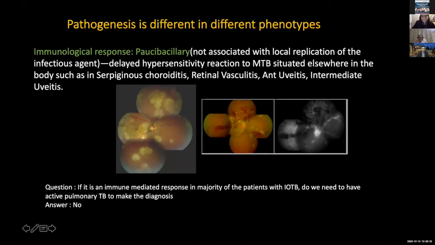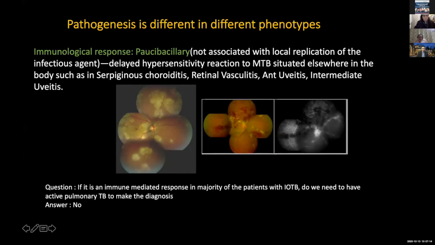And why? Because I would just like to show you a couple of slides that pathogenesis is very different in different phenotypes. If you are looking at some of these phenotypes like serpiginous choroiditis or vasculitis, these are immunologically driven. There is paucibacillary disease because it is just one or two bugs sitting somewhere between the RPE and Bruch's membrane, which are inciting the immune response. So it's a kind of immune-mediated disease, and it's a delayed hypersensitivity reaction, and these are the phenotypes: serpiginous, vasculitis, anterior, and intermediate uveitis, where you don't have the eye teeming with bacilli.